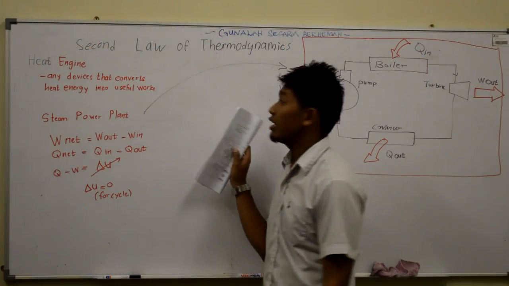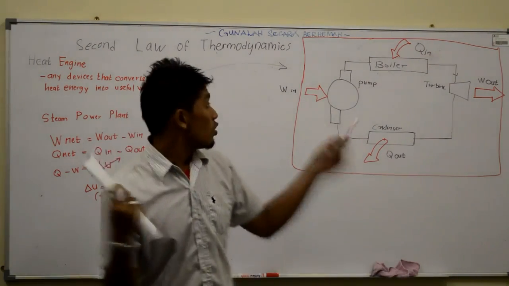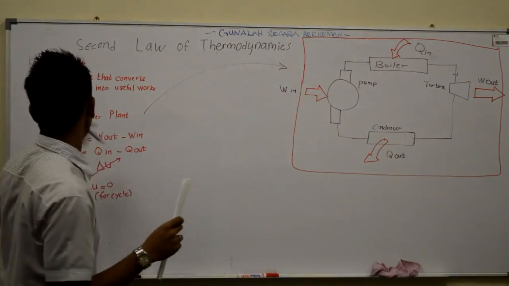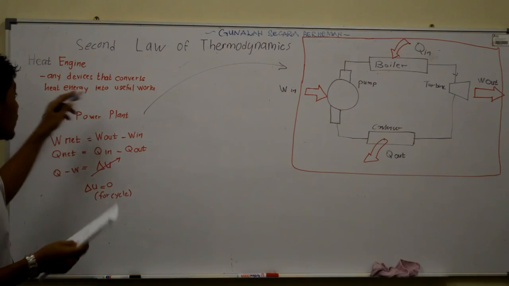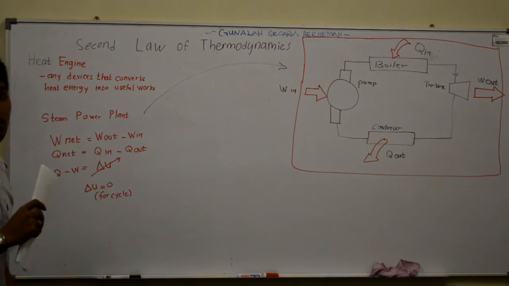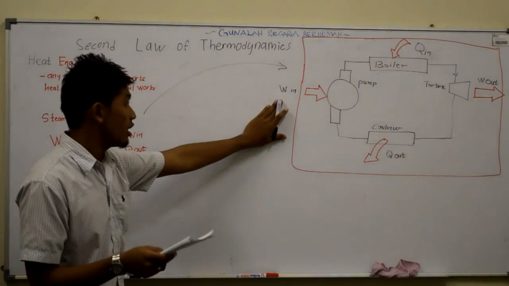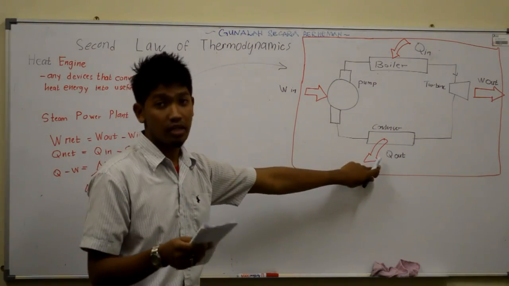Okay, as I explained before about the heat engine, from the steam power plant structure just now, I want to highlight that the heat engine is also called any device that converts heat energy into useful work. So from this diagram that I just explained before, it will release the Q out at the condenser.